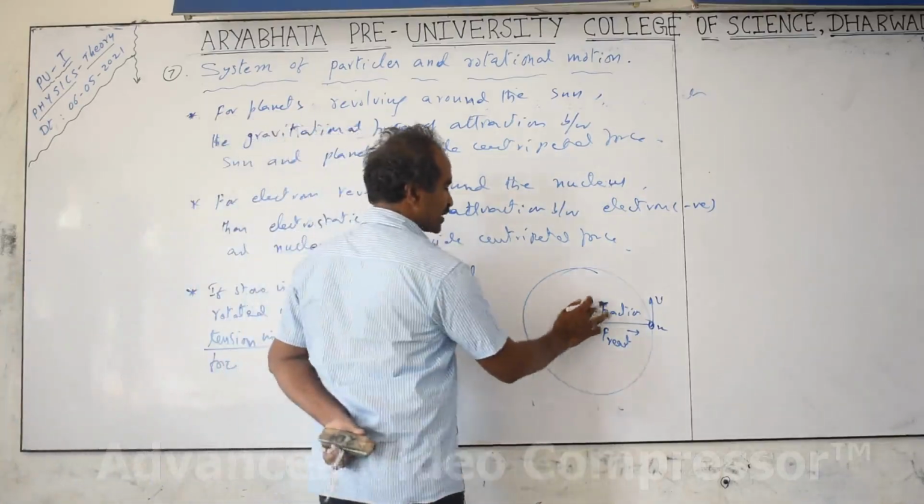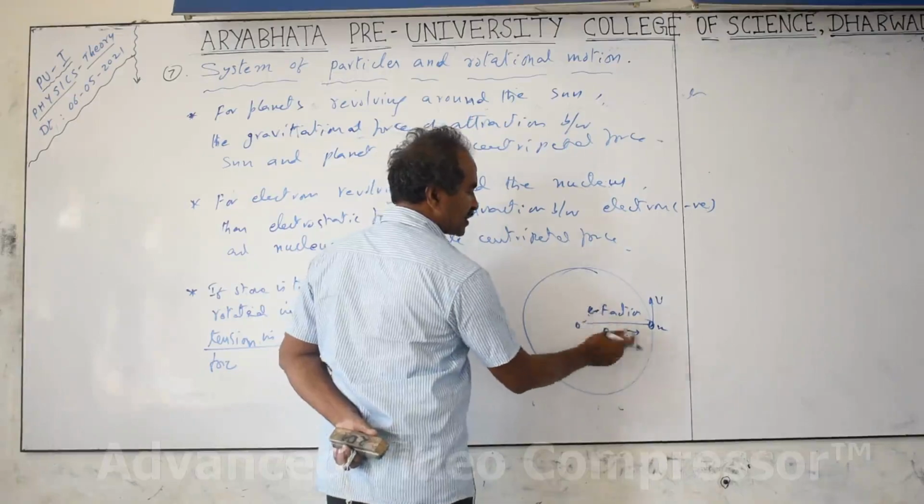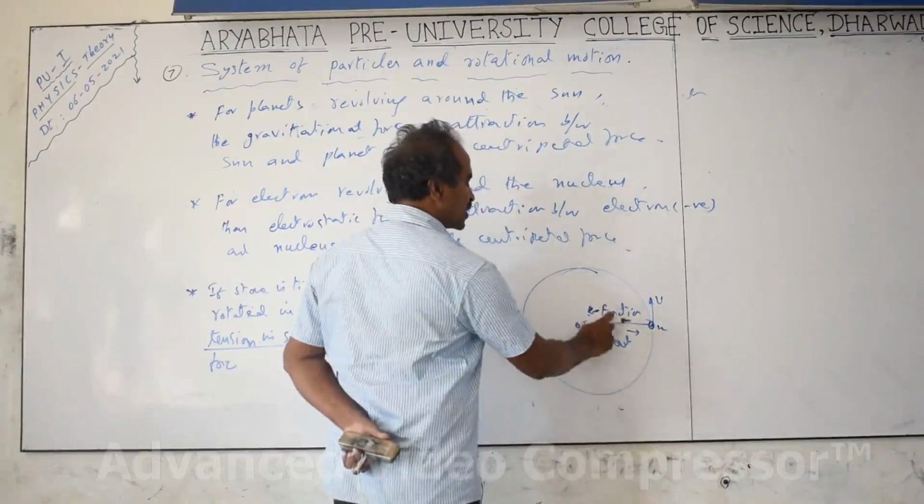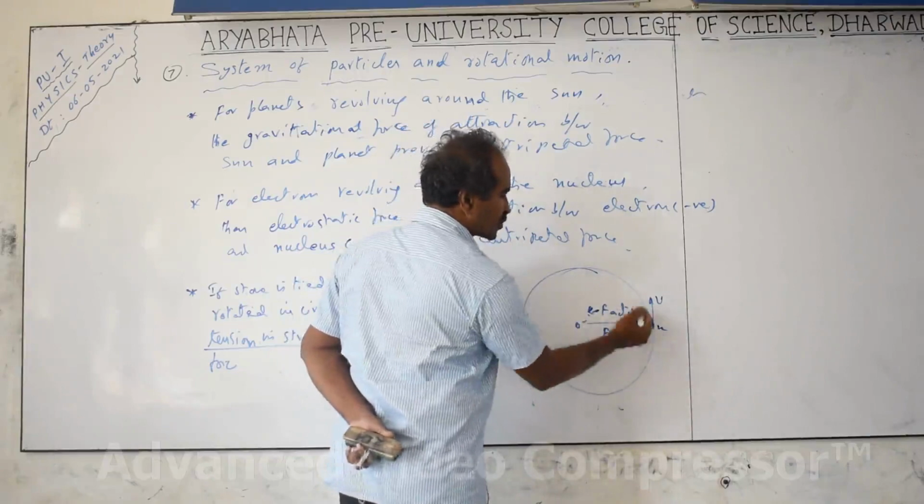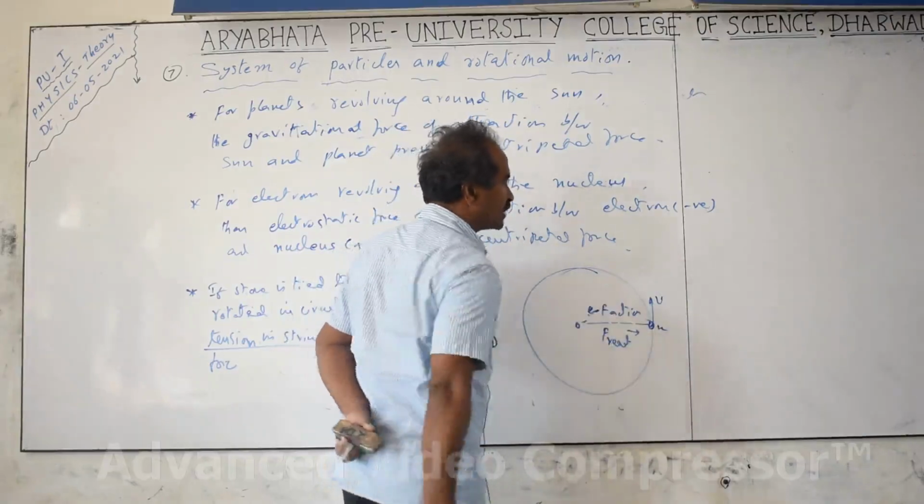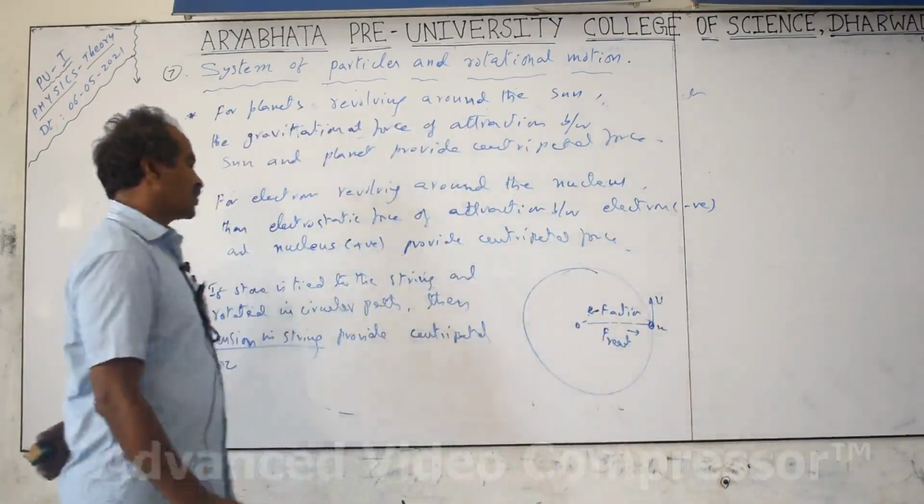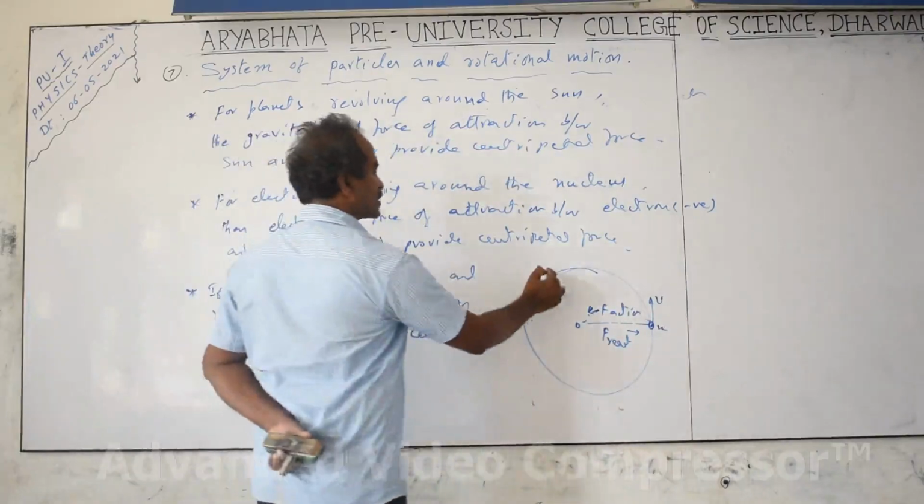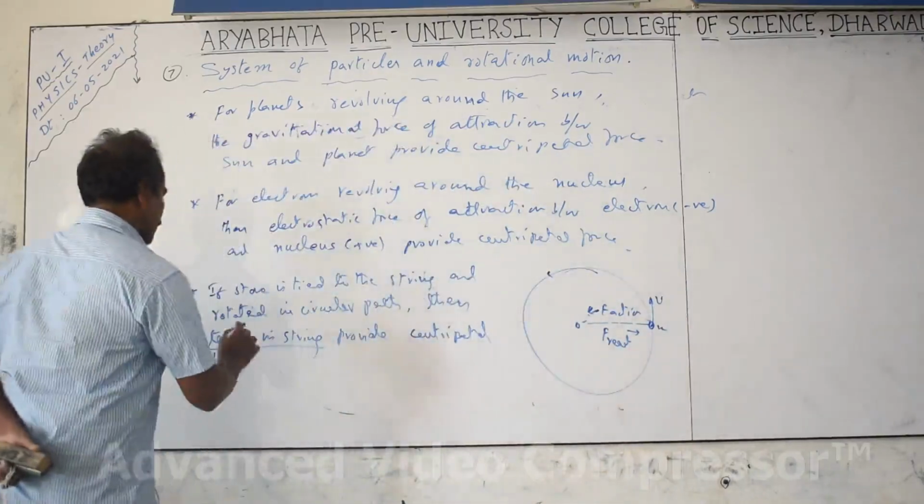If the string breaks, tension is not there, that means the string is not tight. Not tight means the string will be broken. When broken, what happens to the object? The stone tied to the string will fly away along the tangent to the path at that instant. So here, tension in the string.